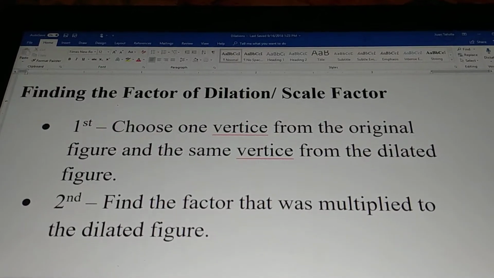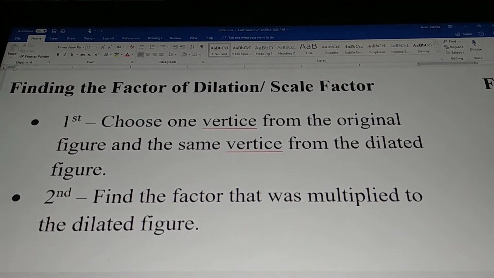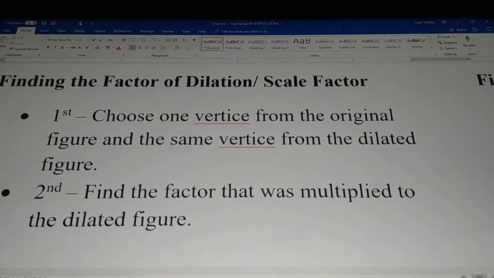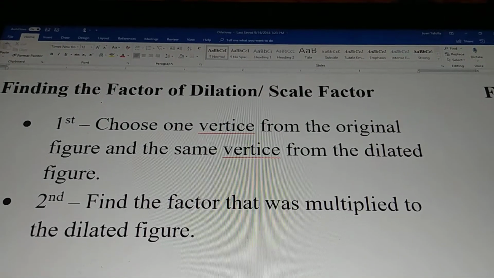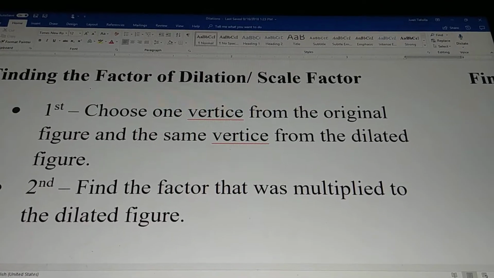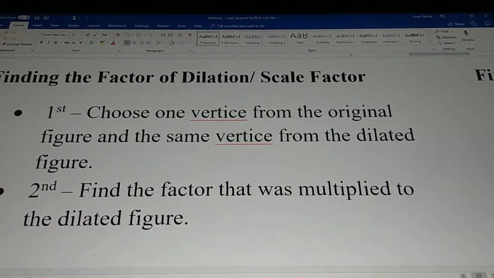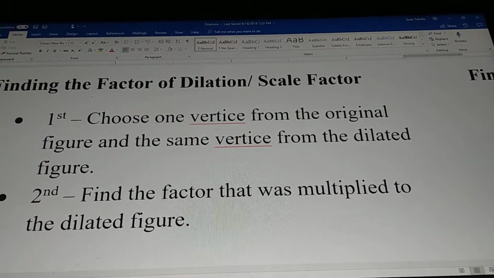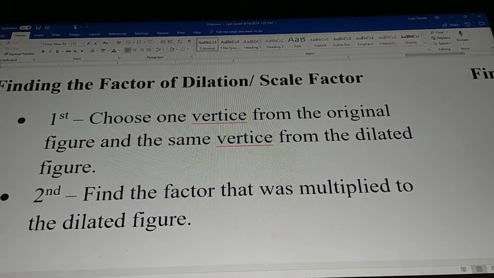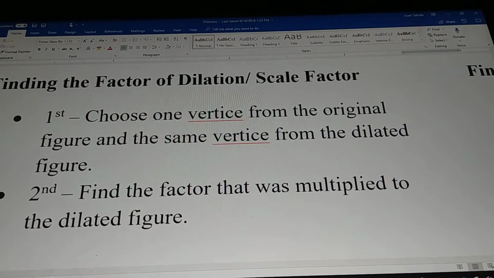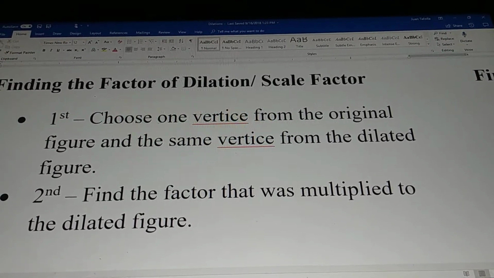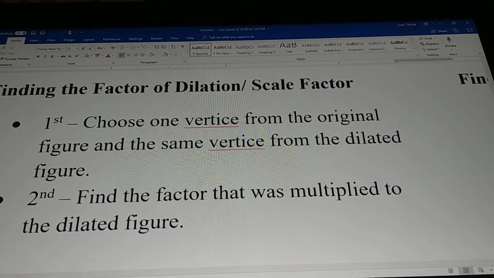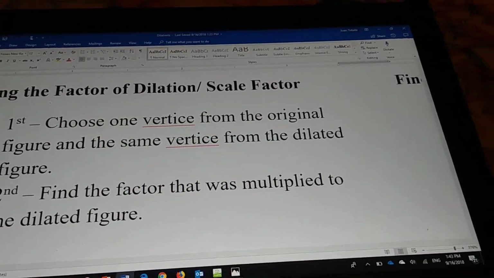Now for part 2 of the video, finding the factor of dilation or scale factor. Again, these two terms may be interchangeable. You might get factor of dilation, or you might also get the scale factor. So the first step is to choose one vertex from the original figure and the same vertex from the dilated figure. You might see this on a picture, or you might also be given these coordinates. So you want to choose one set of coordinates.